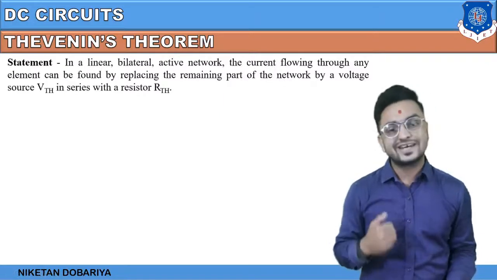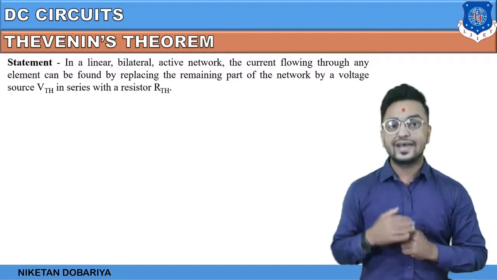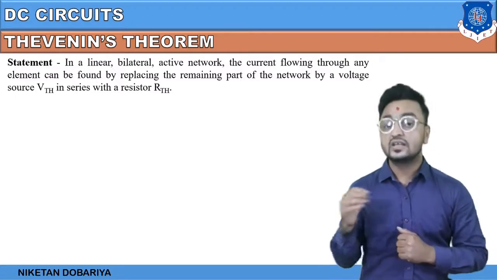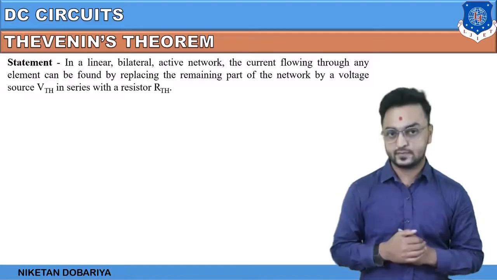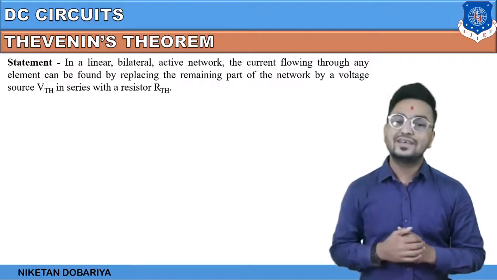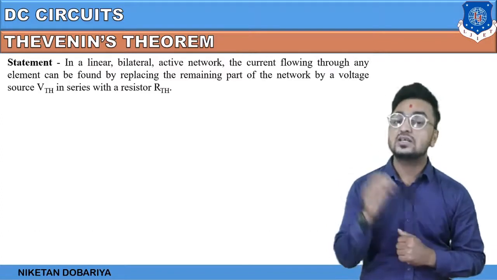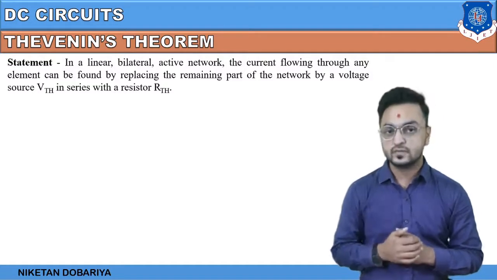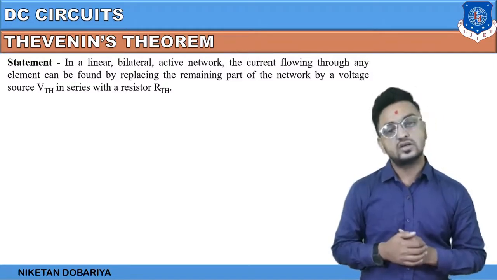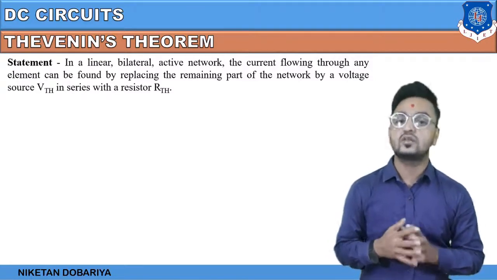Here we have the statement of Thevenin's theorem. In a linear active network, the current flowing through any element can be found by replacing the remaining part of the network by an equivalent voltage source, defined as VTH, in series with a resistor, which will be known as RTH, Thevenin's equivalent resistance.